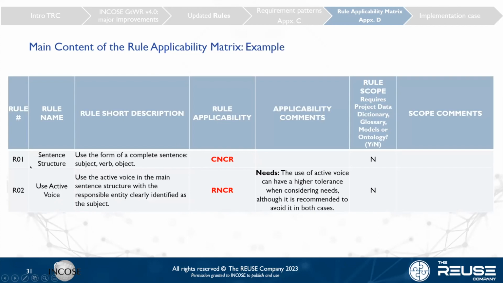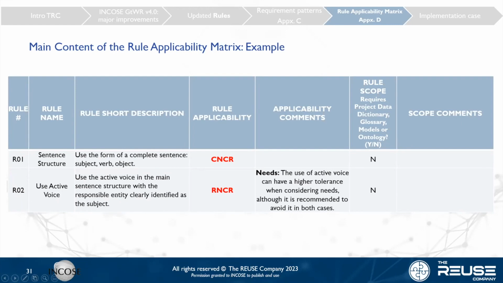In this example, the first rules were rule number 1 and rule number 2. Rule number 1 is about the sentence structure. It's considered mandatory for both needs and requirements, so we cannot have a sentence that is not complete. We should have a subject, verb, and object at least. This rule doesn't require any project data dictionary. It's universal, and we should apply it regardless of the vocabulary.